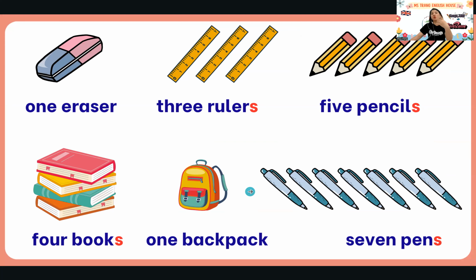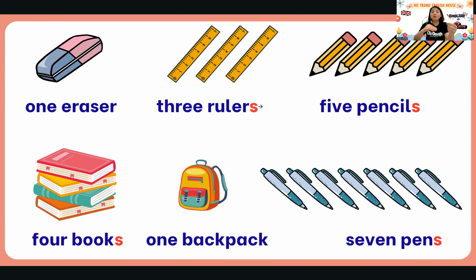Rồi, chúng ta ôn tập lại phần số ít và số nhiều nào. Và các bạn nhìn tranh nhé. How many erasers? Có bao nhiêu cục tẩy đấy? One eraser. And how many rulers? Có bao nhiêu cái thước nhỉ? One, two, three. Three rulers.